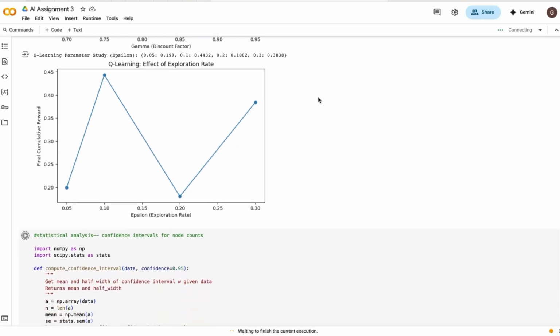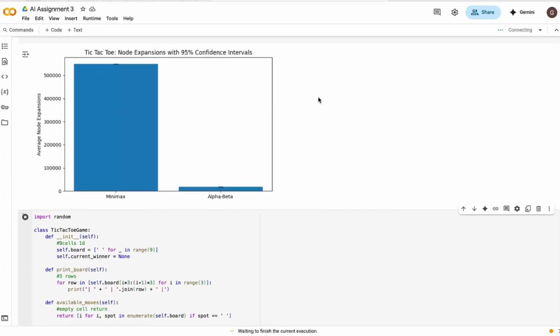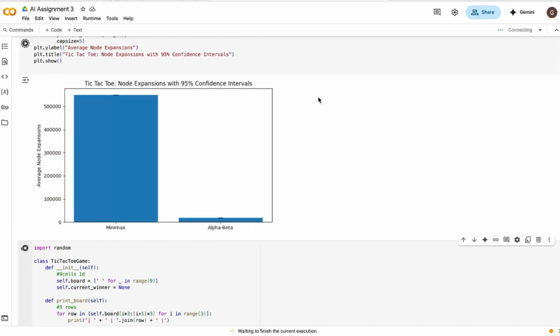So now if I scroll down a little bit, you will see that I have the tic-tac-toe 95% confidence intervals. So this revisits our node expansion for tic-tac-toe, now with the confidence intervals displayed as error bars. This confirms that even with the statistical variability, the advantage of alpha-beta pruning over plain Minimax is very consistent and reliable.